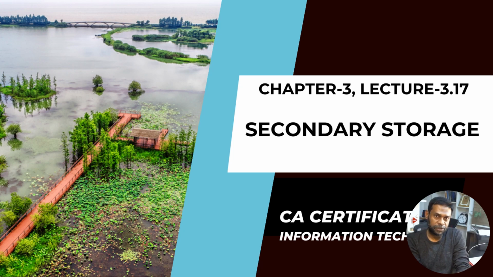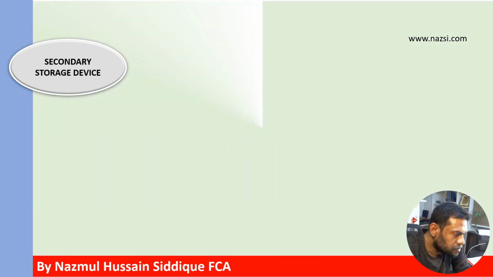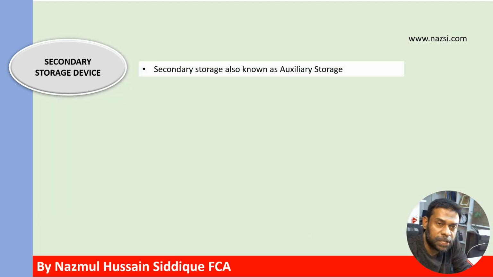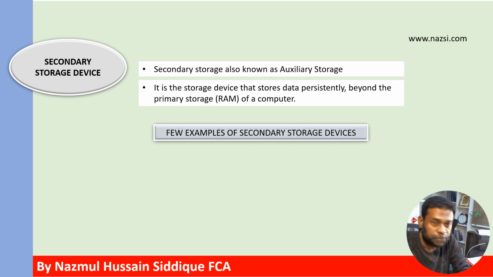We shall learn about secondary storage in this episode. Secondary storage, also known as auxiliary storage, is the storage device that stores data persistently beyond the primary storage, RAM, of a computer. Now, a few examples of secondary storage devices.